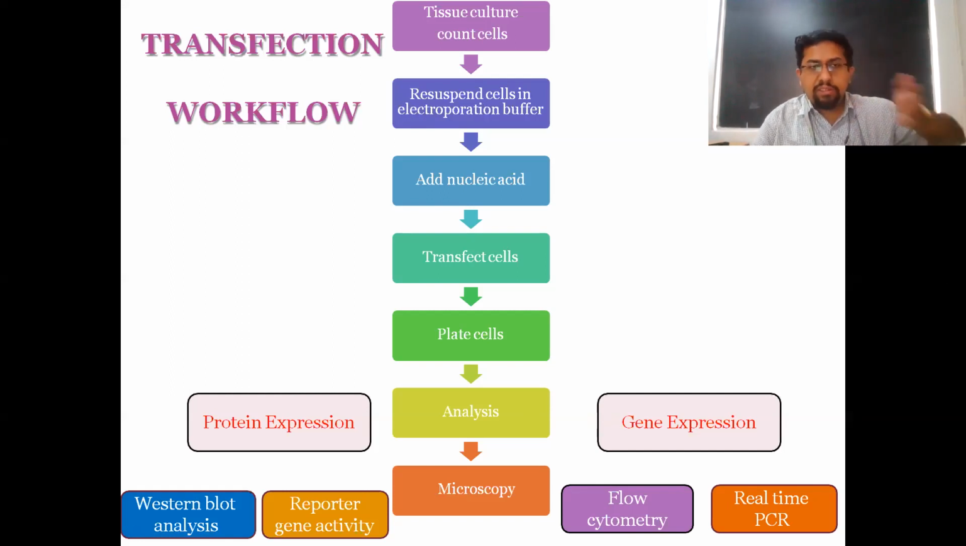You add the nucleic acid, that is your source DNA. It could be a plasmid DNA, or it could be a virus-associated DNA, whatever it is. Add your DNA. The DNA could be coated with beads or something like that, if it is the case of the gene gun method. Then you add it to your cells which need to be transfected. Then you perform the method of transfection, whatever method you have selected. After you do that, you plate the cells. You transfer them to a culture medium.